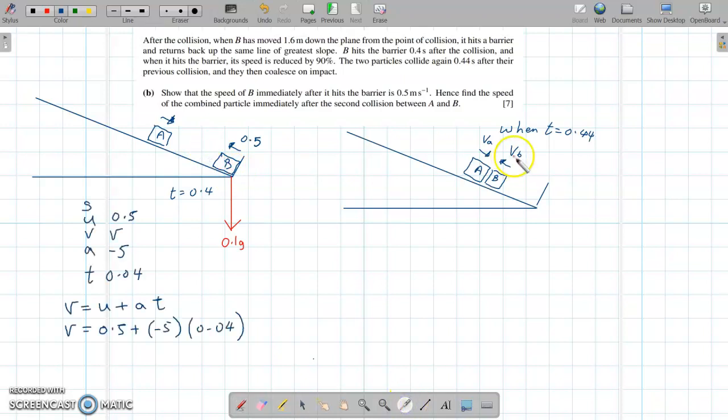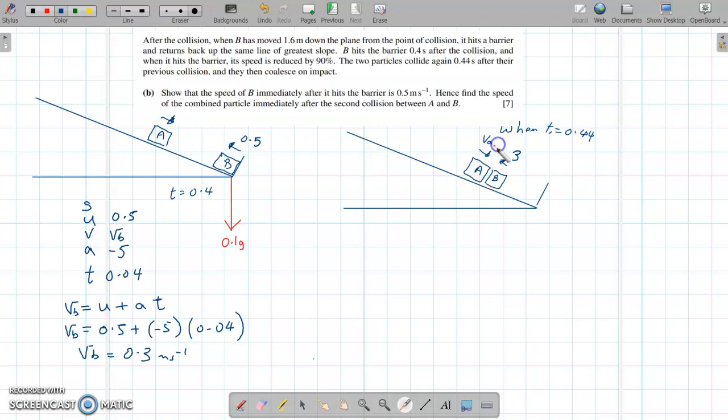Okay, let's do a SUVAT calculation to work out VB. Positive is up, so that it's initially going up, so it's positive. We're looking for v, well that's really VB, isn't it? The acceleration is acting against, it's slowing it down, so that's negative, and t is 0.04. So v equals u plus at. Okay, I've done that. VB comes to 0.3 meters per second. Okay, so there you go, B is travelling up at 0.3 meters per second.